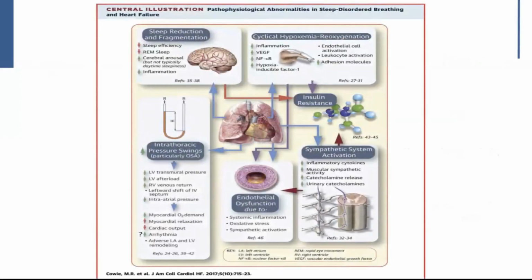This is the pathophysiological mechanism. Here we can see that the reduced sleep duration and fragmentation, along with intrathoracic pressure swings that are seen during the airway collapse during the night, lead to cyclical hypoxemia and reoxygenation, leading to insulin resistance, sympathetic nervous system activation, endothelial dysfunction. All of these mechanisms have been believed to lead to heart failure in patients with sleep disordered breathing.